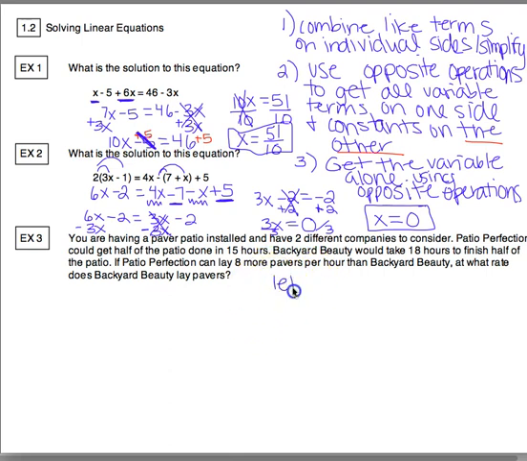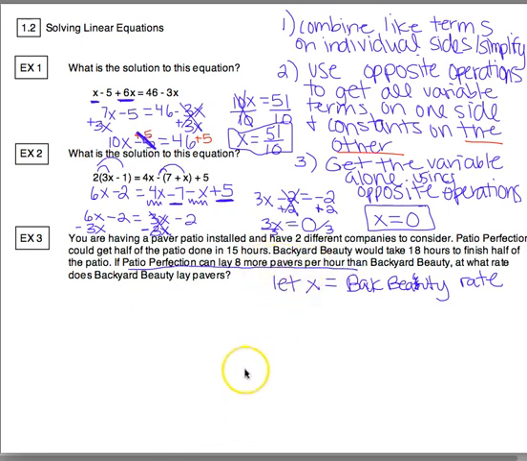Generally, you want to let your variable stand for whatever you're looking for. So I'm going to say let x equal Backyard Beauty rate. So rate, remember, are the things that have per with them. So this is per hour. So if Backyard Beauty's rate is x pavers per hour, that means that Patio Perfection, it says Patio Perfection can lay 8 more pavers per hour.